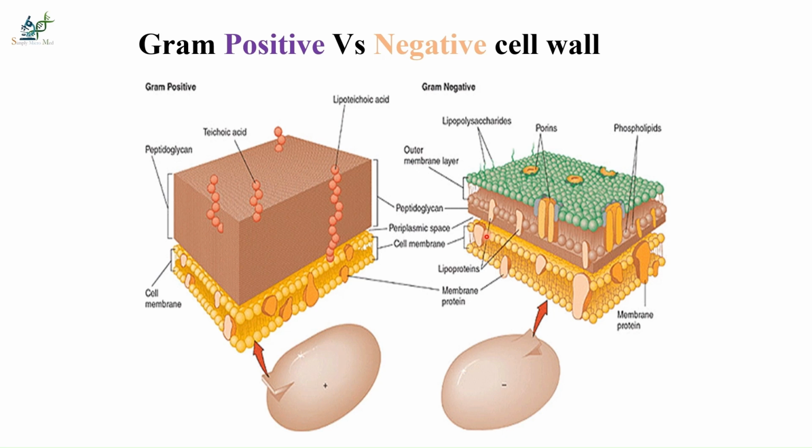And also you can see this is the periplasmic layer. This periplasmic layer can be seen in gram-negative bacterium, and this periplasmic space will generally not be seen in gram-positive organism, though in some organisms we can see it. Generally the periplasmic layer will be absent in gram-positive organism compared to gram-negative organism.